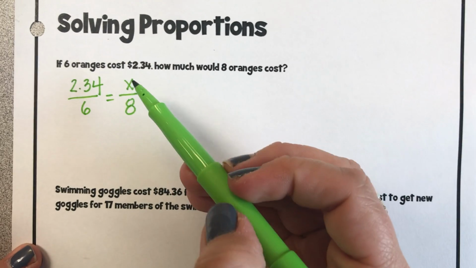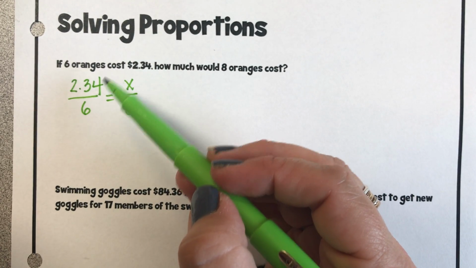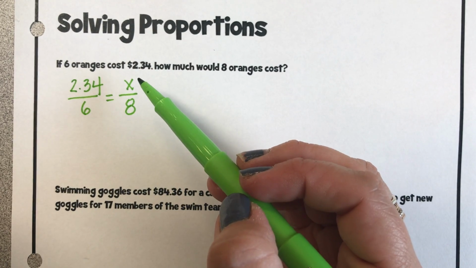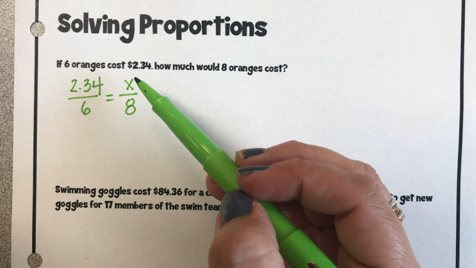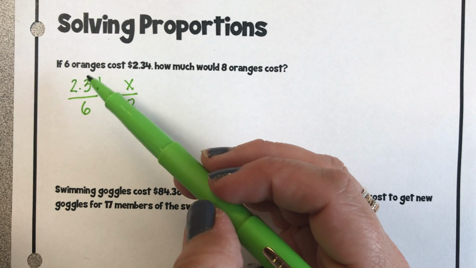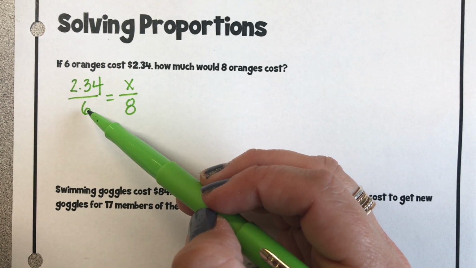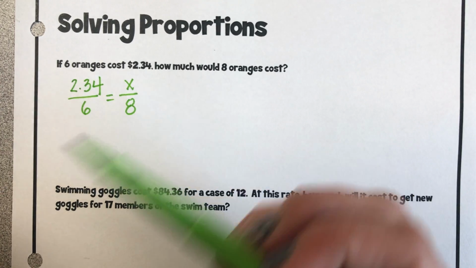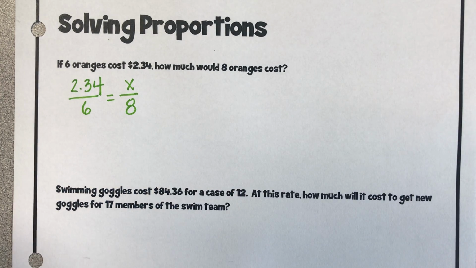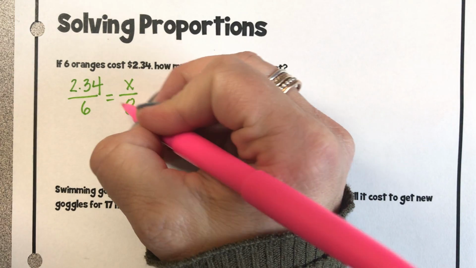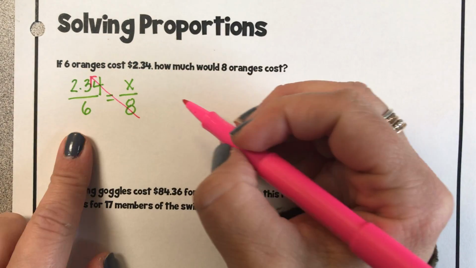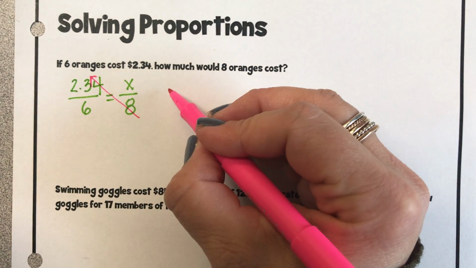So I set it up like this because it was $2.34 for 6, so it's x dollars for 8. So you'll notice that I put the money over the number equals the money over the number. And so now what we're going to do is cross products. So 8 times 234 is what I have to do first.